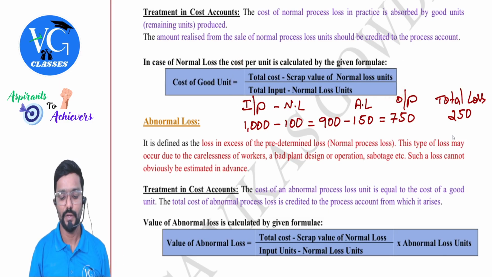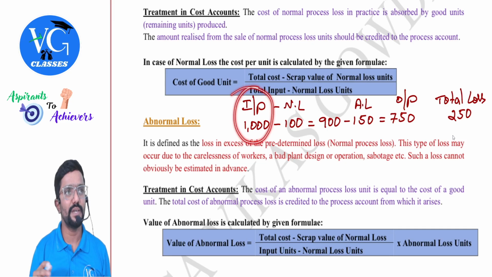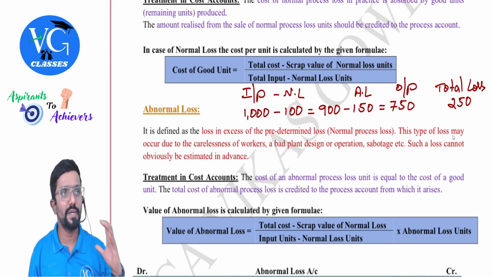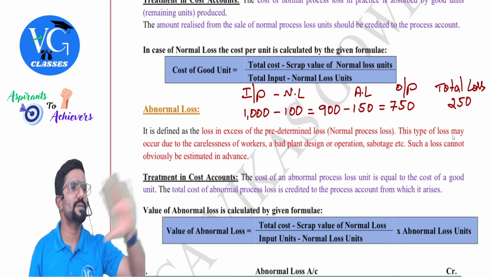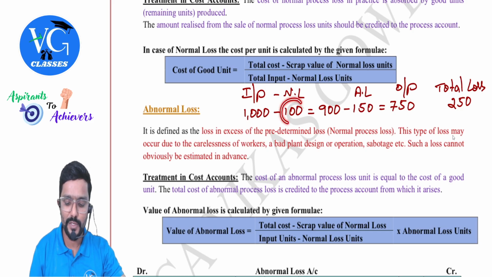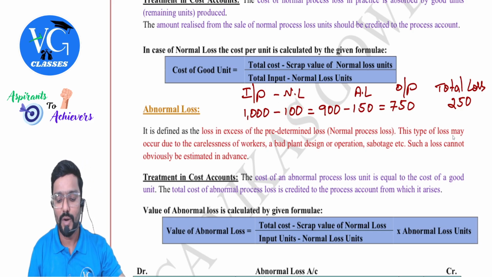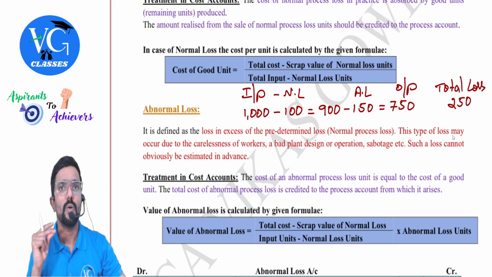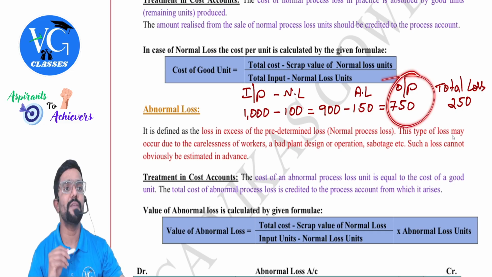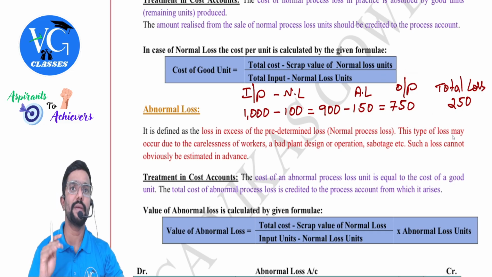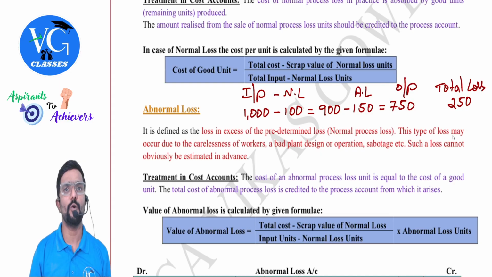What do you get now? Cost per unit. Let me give another example. Input is 1000 and normal loss, normally given in percentage, is assume 10% of input. So 10% of input comes to 100. What is the expected output? 900. But actually we ended up getting only 750 as good units of output. That means the remaining 150 is what?